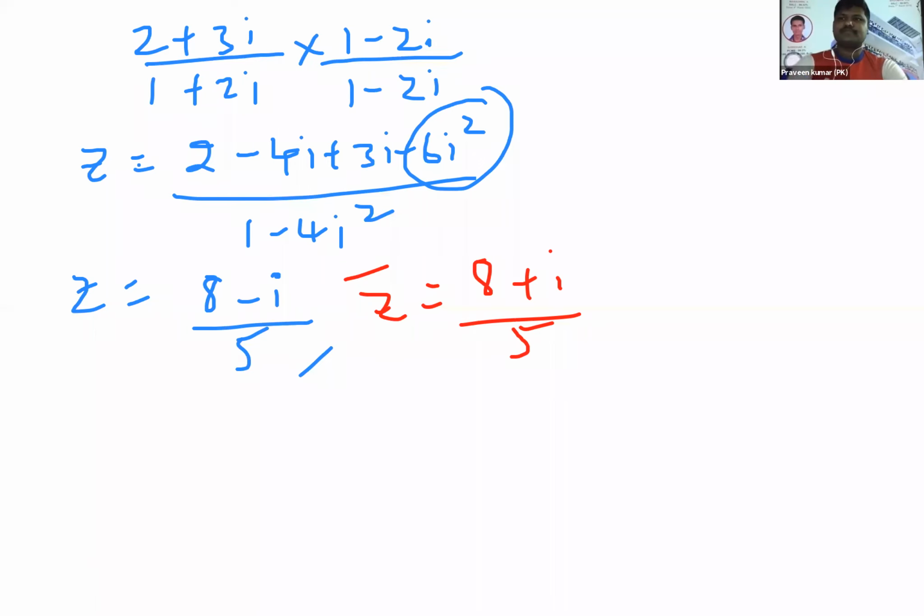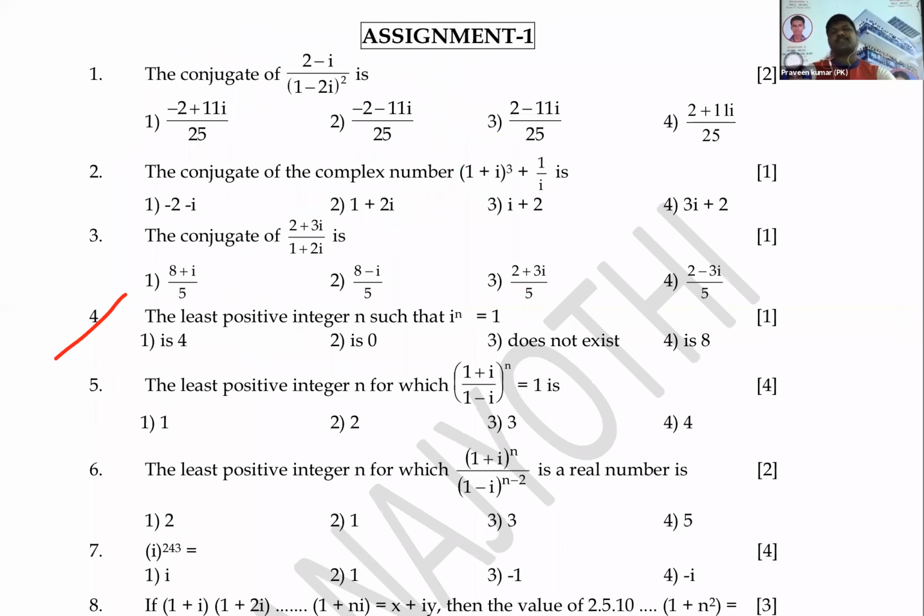Next question. Question number 4: the least positive integer n such that i power n is equal to 1. Least positive integer, my dear students, you cannot substitute 0. They mentioned positive clearly, and least. In place of n, substitute 1.